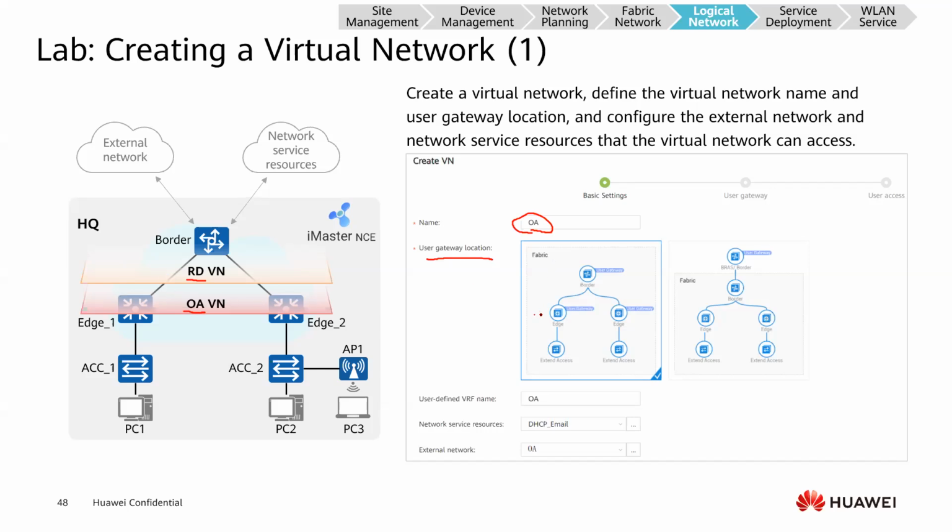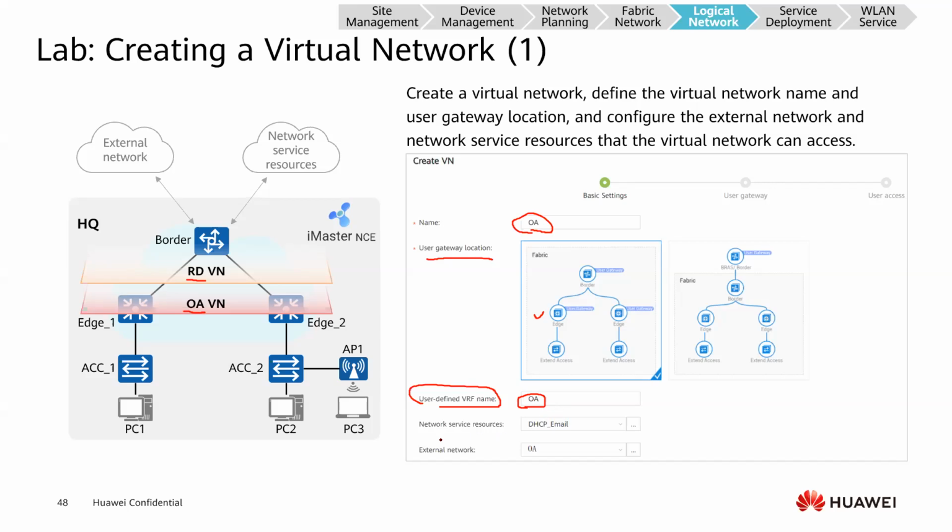So you need to choose the first one. And for different VNs, that means you just create different VPN instances. That means you create different VRFs. So you can just tell the controller what is the specific VRF's name you want to use.